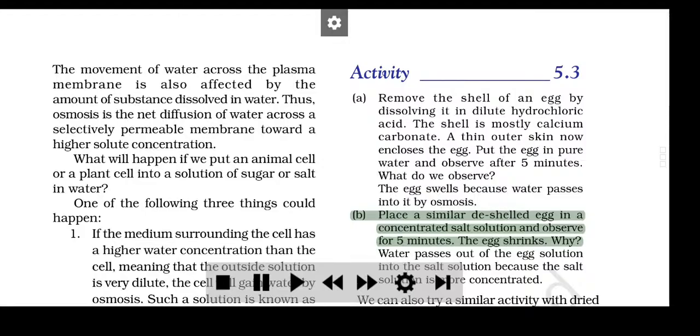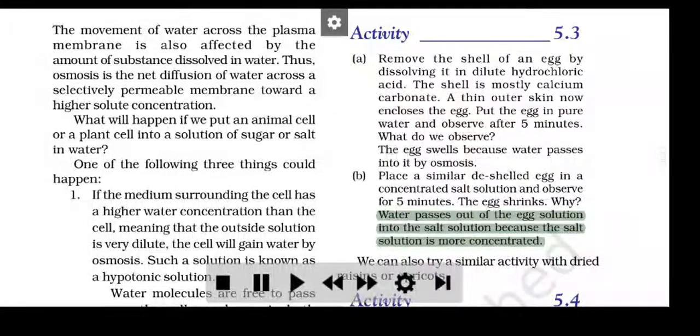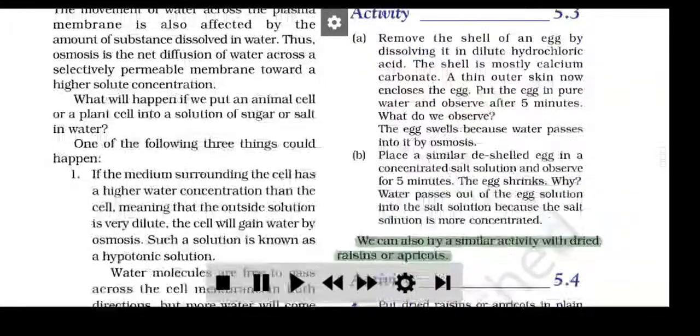B. Place a similar dishelled egg in a concentrated salt solution and observe for 5 minutes. The egg shrinks. Why? Water passes out of the egg into the salt solution because the salt solution is more concentrated. We try a similar activity with dried raisins or apricots.